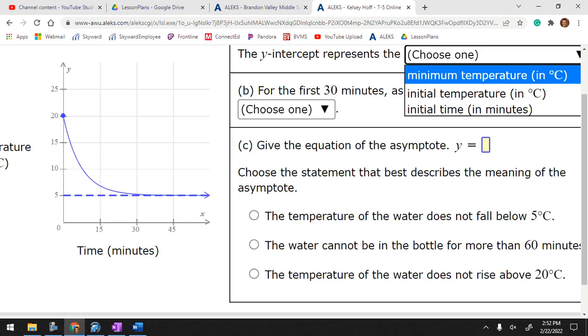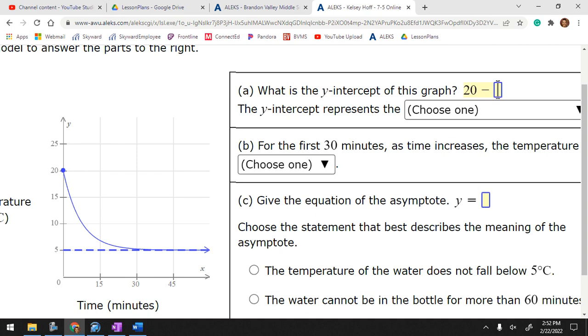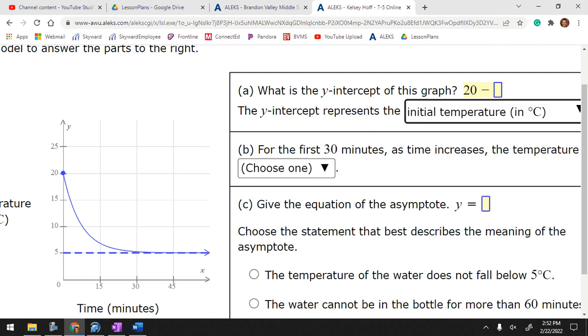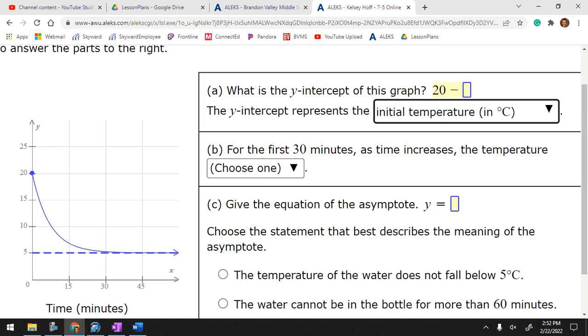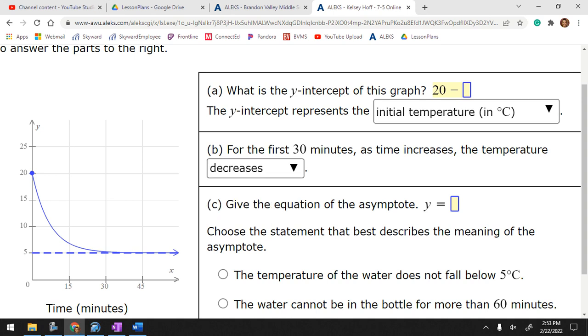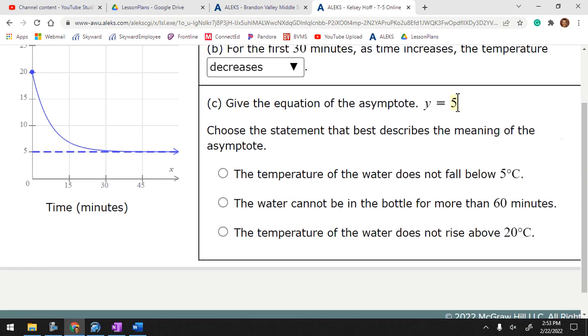20. Oh, yeah, we do have to put a number there. What does it represent? The minimum temperature, the initial temperature, or the initial time? Initial temperature. At 0 minutes, it is this many degrees Celsius. For the first 30 minutes, as time increases, time is on your x, the temperature decreases. Give the equation of the asymptote. Y equals, at what y value is your dashed line? 5.